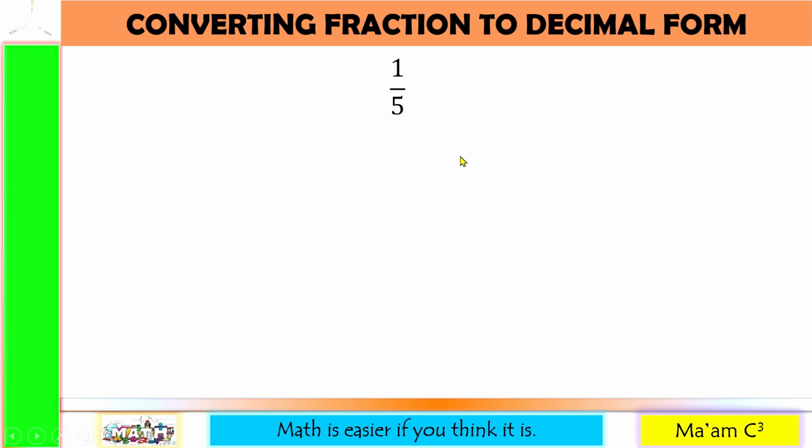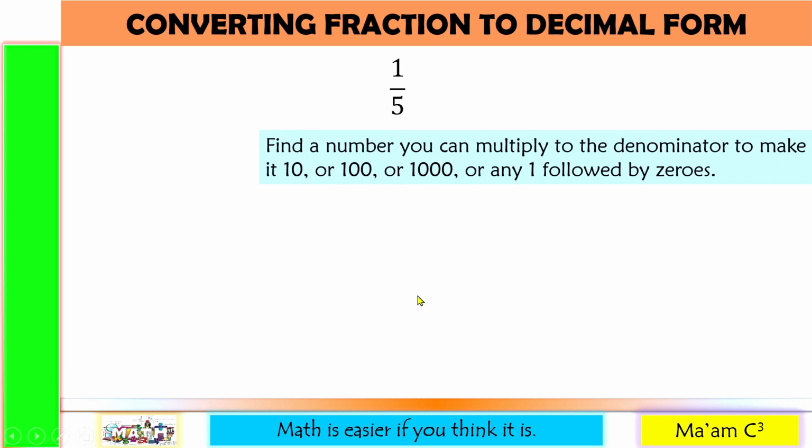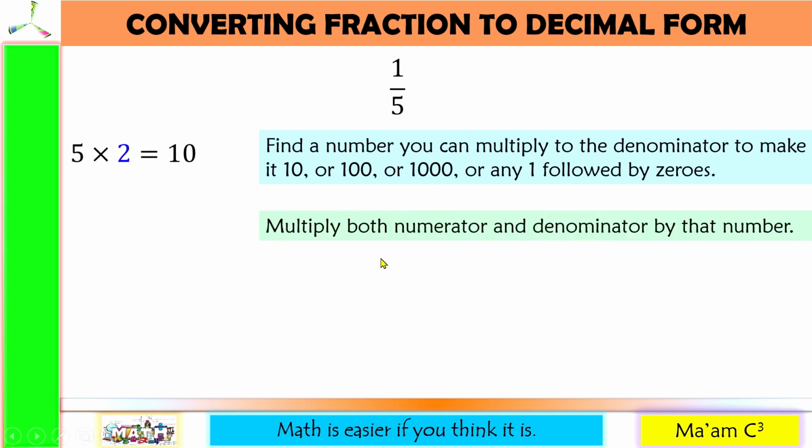Let's have another one. Step 1. Find a number you can multiply to the denominator to make it 10 or 100 or 1000 or any one followed by zeros. We can multiply 5 by 2 to make it 10. Step 2. Multiply both numerator and denominator by that number. Let us copy our fraction and let us multiply both numerator and denominator by this number. So we have times 2 over 2. 1 times 2 is equal to 2. 5 times 2 is equal to 10.